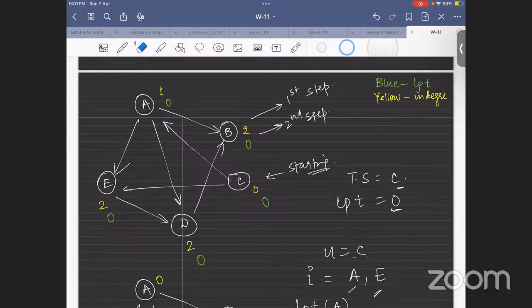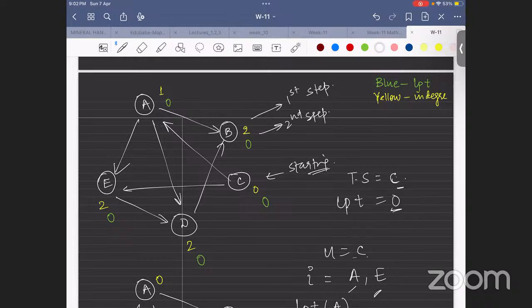The next step is we'll write that C itself in the topological sequence, the same sequence that we were writing earlier in topological sorting. So we have written C here. Then we have updated the value of the longest path to C as 0, because we already know that you can't reach C. So that's why 0 is updated.